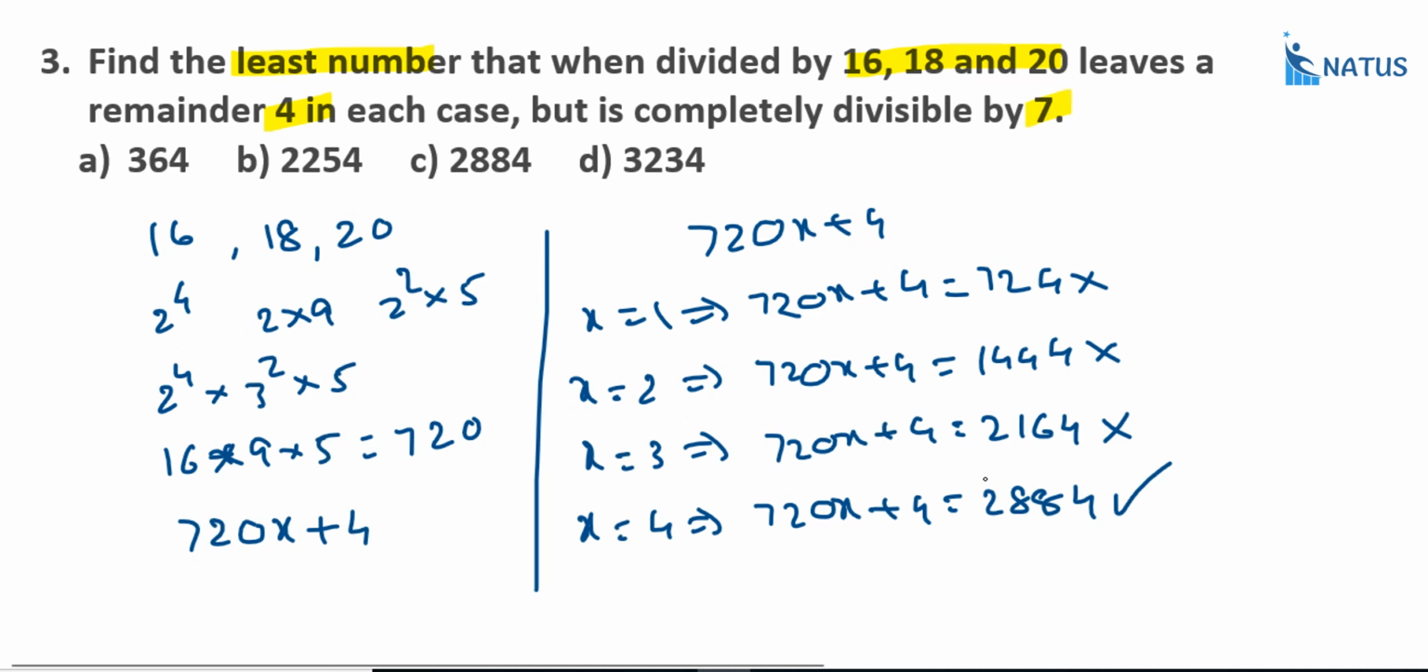See, if this number is divided by any one of these numbers, the remainder is equal to 4. If you divide this number with 7, the remainder is 0. So what is the answer? Option C is the correct answer.